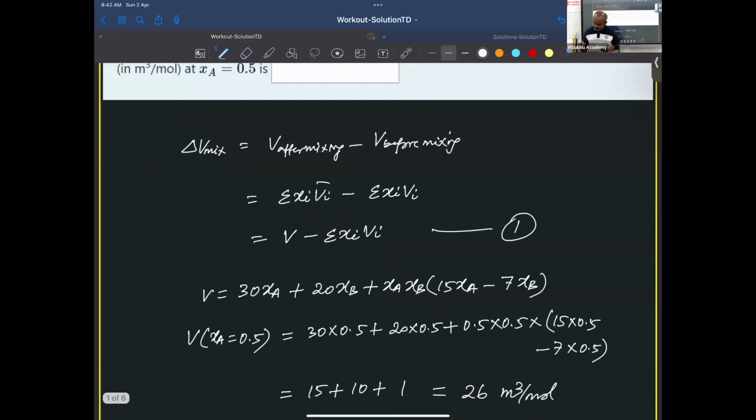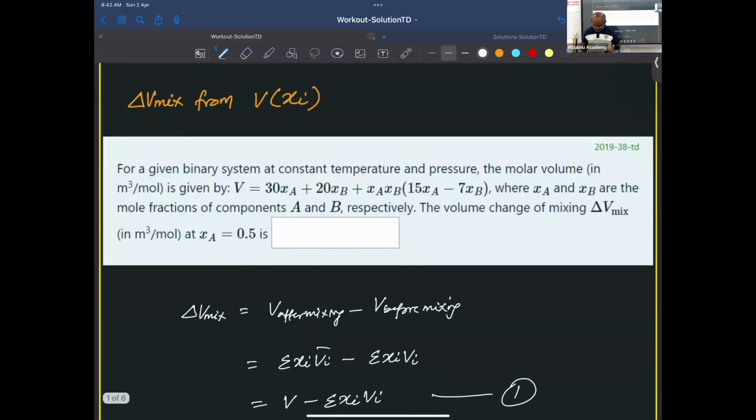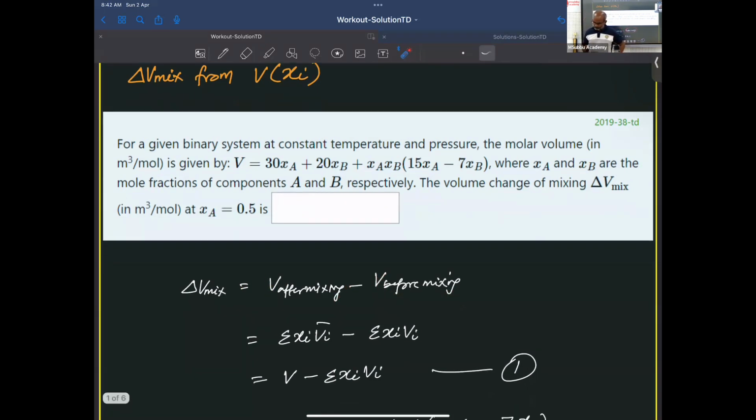This is supposed to be correct. Let us check it. Let's quickly go through again. What is asked is to find the volume change of mixing. We are given the expression of V as a function of composition, and need the volume change of mixing at a composition of xA equal to 0.5. What is volume change of mixing? It is volume after mixing minus volume before mixing. After mixing, it is nothing but the solution.